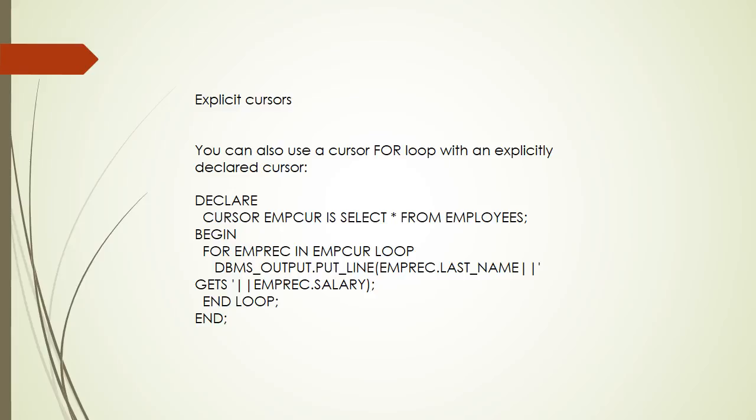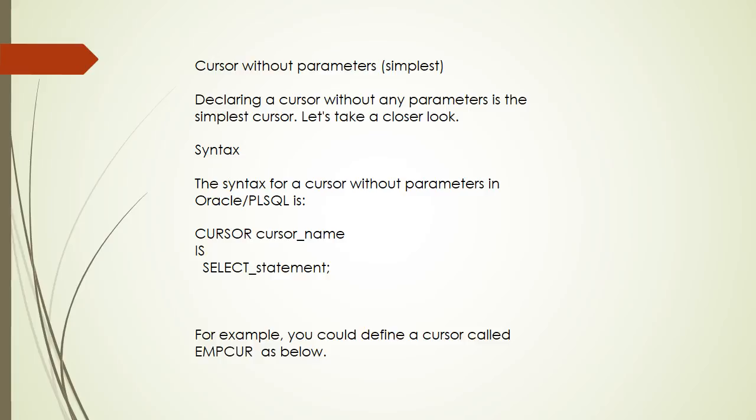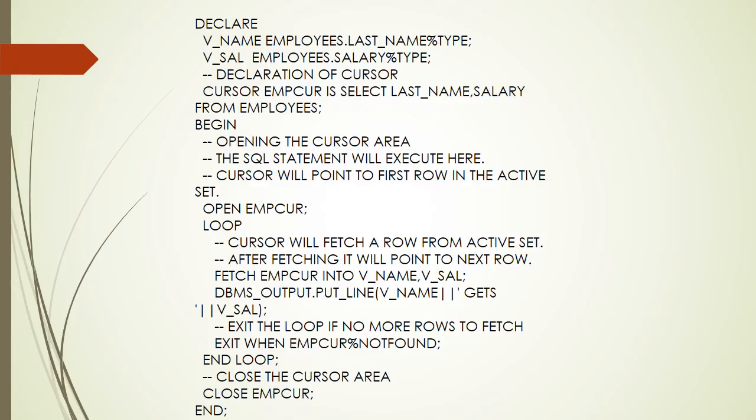Explicit cursor. You can also use a cursor FOR loop with an explicitly declared cursor. Declare cursor empcur is select from employees. Begin for emprec in empcur loop. dbms_output.put_line(emprec.last_name || emprec.salary). End loop. End.